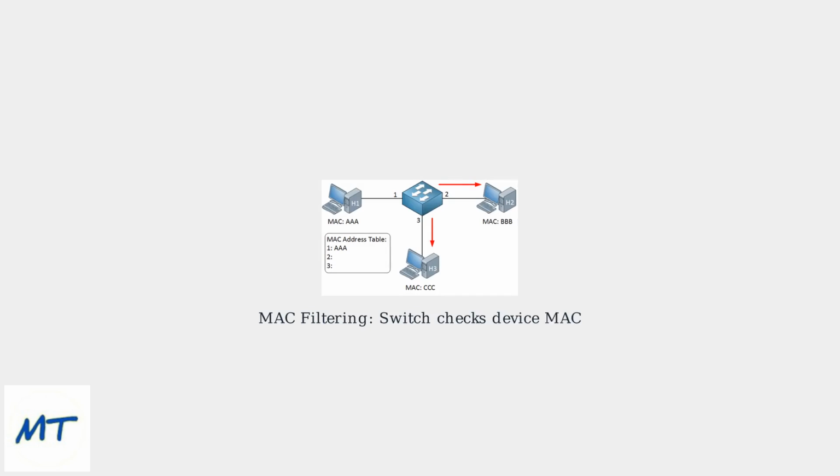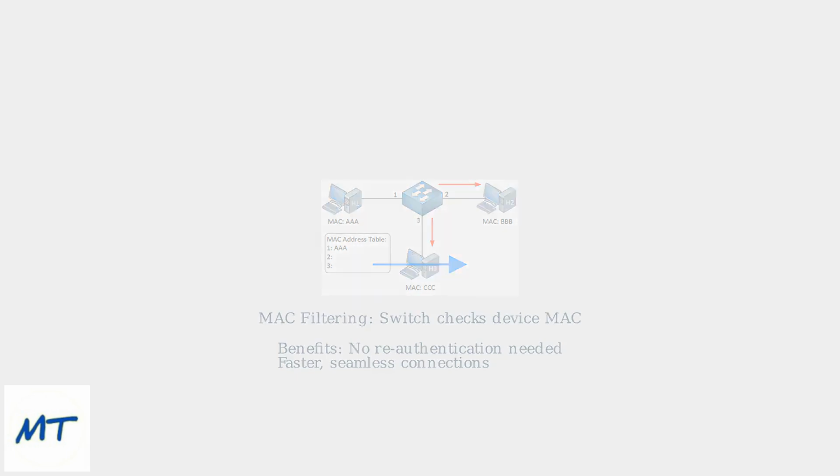Xfinity hotspots use MAC filtering, where the network switch checks if your device's MAC address is authorized. Without registration, the network won't recognize your Xbox and will block the connection. With MAC registration, your Xbox is remembered, allowing faster and seamless connections without re-authenticating every time.